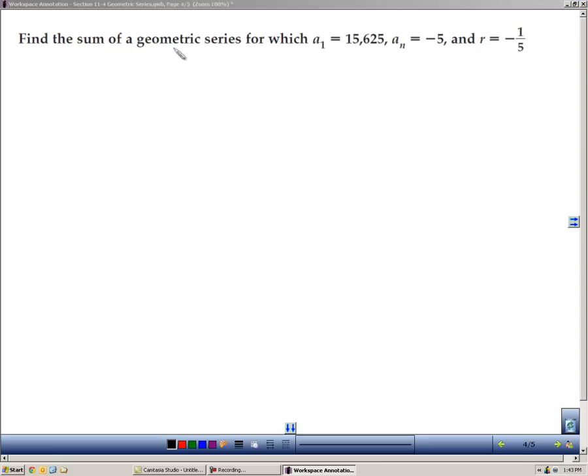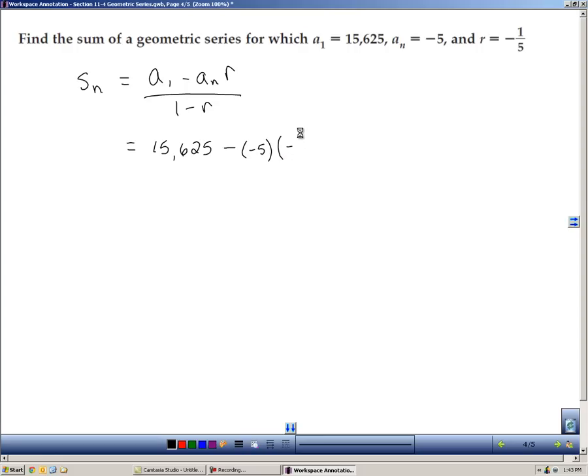In this example, we're going to find the sum of the geometric series again. But this time we're given an a sub n. And when that's the case, we're going to use the alternate form, the other version of the formula. It looks like this, and we'll plug the values in. A sub 1 is 15,625 minus a sub n, we're told, is negative 5 times the ratio of negative 1/5. And that's all over 1 plus 1/5, because minus a negative is going to be a plus.